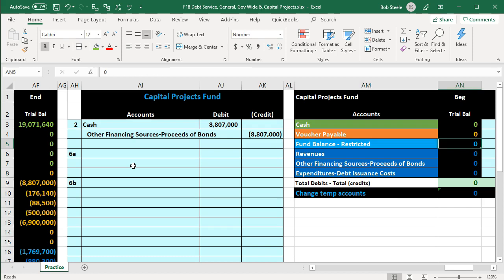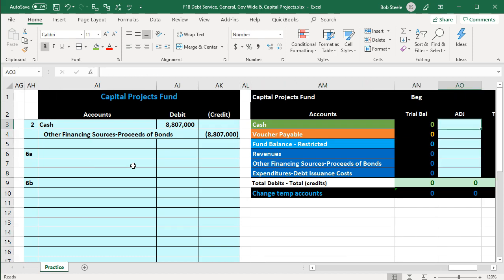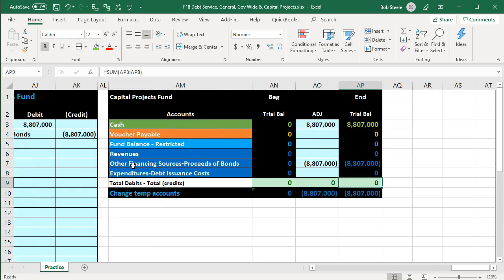So, okay, we're going to record this. Cash is going to be up top. We are in A03 equals the debit. And then in the other financing sources, we're going to be down here in A08 equals, and we will pick up then the credit. That puts us back in balance.